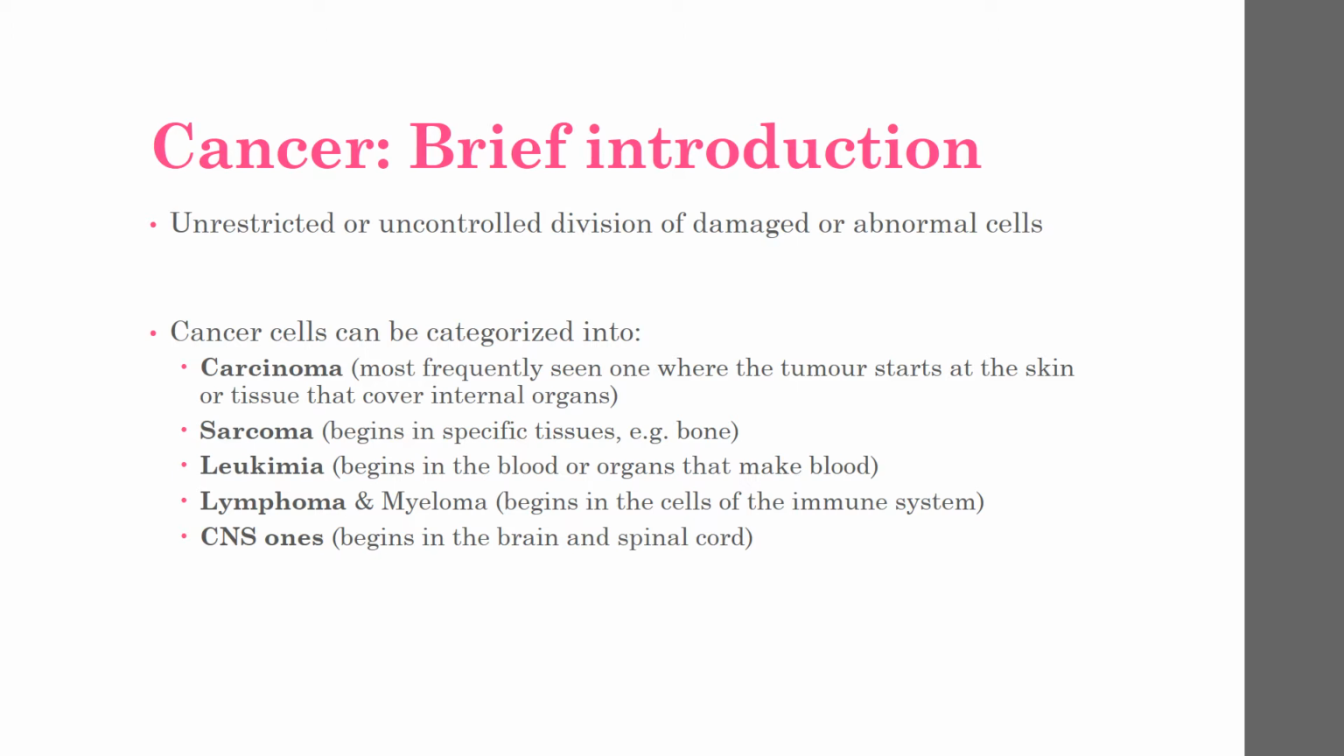And then there's sarcoma, which is the origination begins at very specific tissues, so for example the bone. And then leukemia, which is the cancer of the blood or the organs that make blood. Lymphoma and myeloma are cancers that begin at the cells that are part of the immune system. And the CNS ones, which begin either in the brain or the spinal cord, or both.